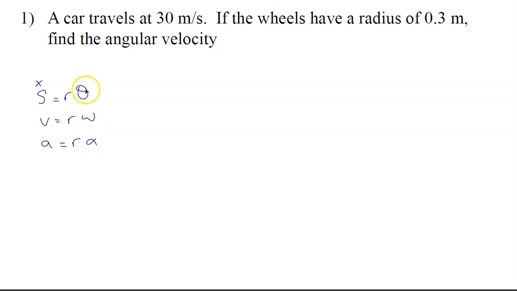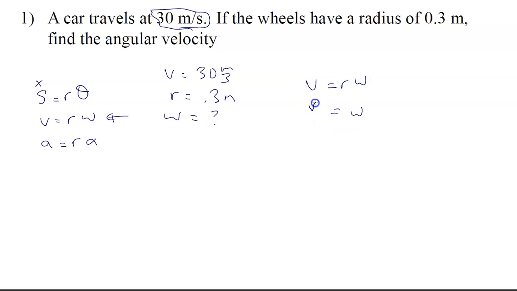These are the new variables: theta, the angle of rotation; omega, the angular velocity; alpha, the angular acceleration. But I can always get back and forth between those if I need to. So right here, when they say that the velocity is 30 meters per second and the radius is 0.3 meters, and they want the angular velocity, not too hard to come in here with this guy. V equals R omega. Omega would be equal to V over R. Just do the little division there.